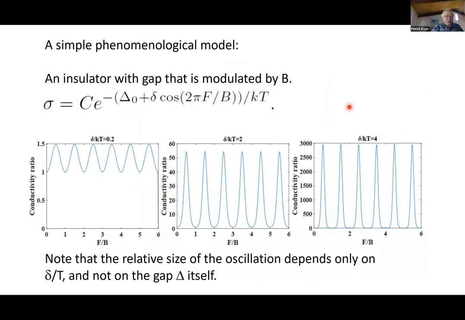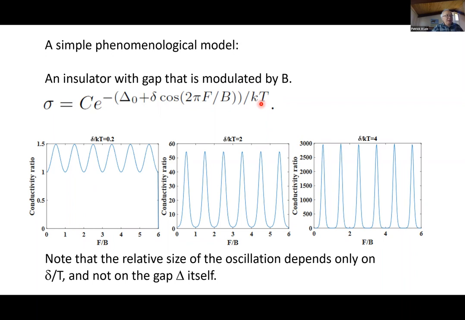And it turns out that you could, with a very simple phenomenological model, because an insulator has an exponential dependence on temperature, with a gap. So what if you have a modulation in the gap that is periodic in 1/B, right? It turns out that if you plot the ratio of the resistivity or the conductivity with the background, then that clearly has a modulation that's given by this. But the important point is that this modulation is now controlled by the ratio of the size of the modulation to the temperature. It has nothing to do with the gap itself.